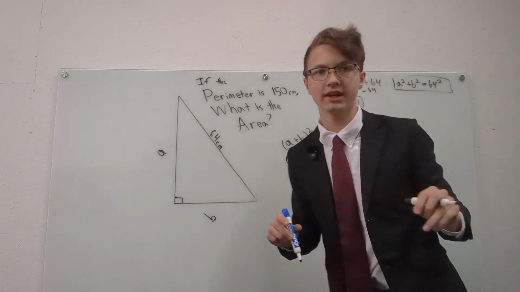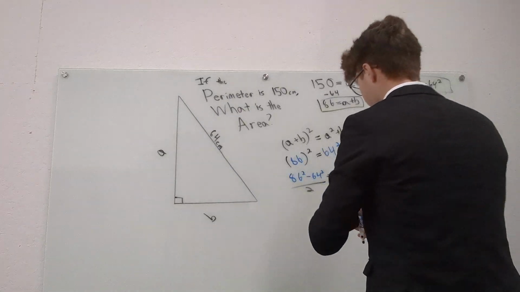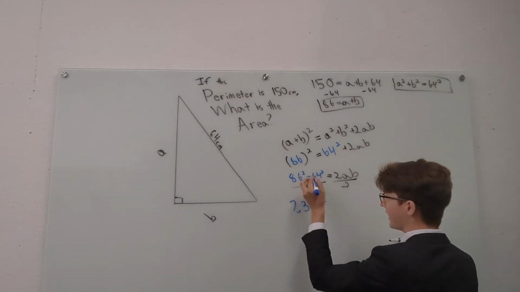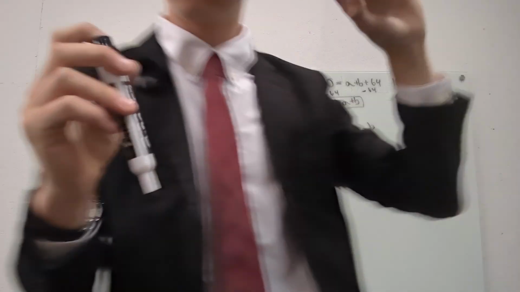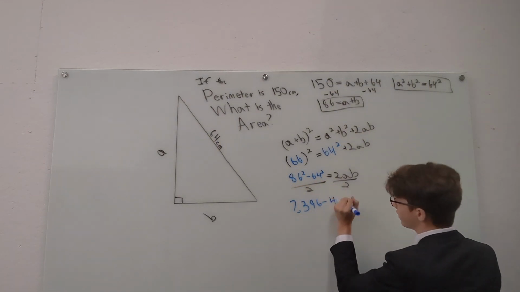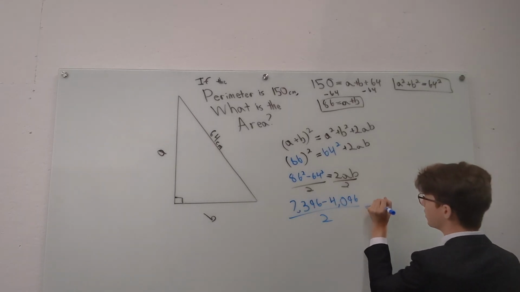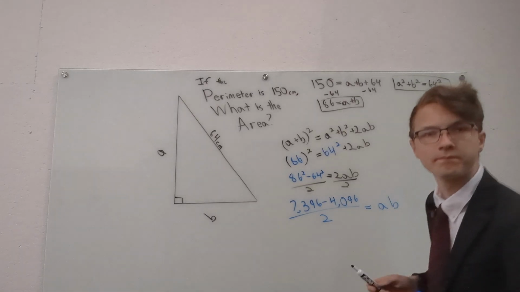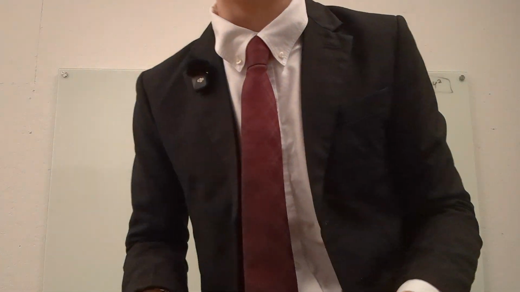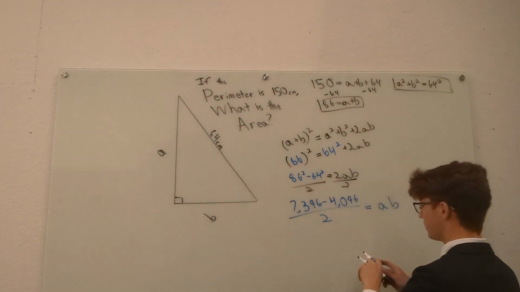86 squared, what is that? I think that's 7,396. Okay, 7,396 minus 64 squared, that's 4,096. Just checking my notes. 4,096 all over 2 is equal to AB. Okay, let's just crunch the numbers. Once you crunch that, it is 1650. Wait, correct. 1650.